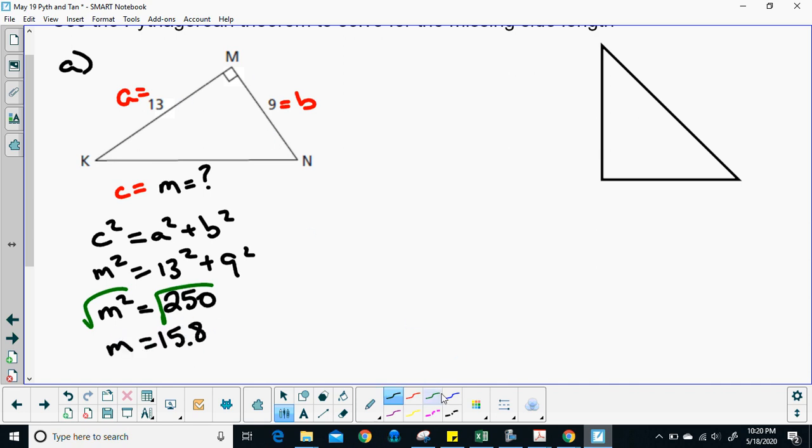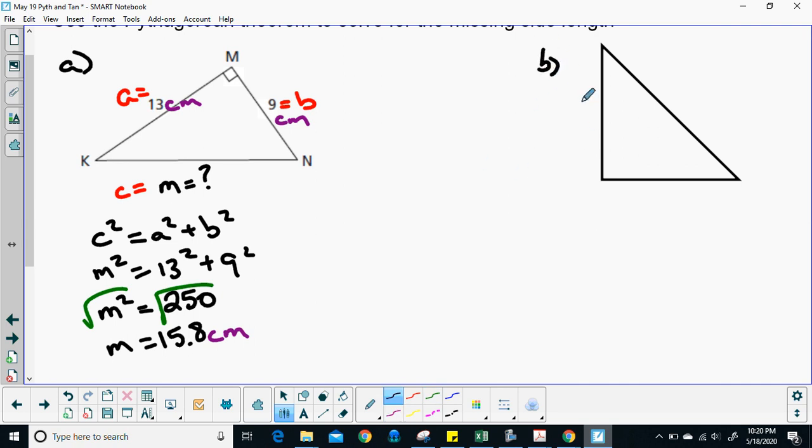Now this question didn't have any units. There should be units. So if I call this, let's say, centimeters, then my final answer would be in centimeters. If this was feet, then it'd be feet. So you just got to be consistent. That's all. Let's look at B.